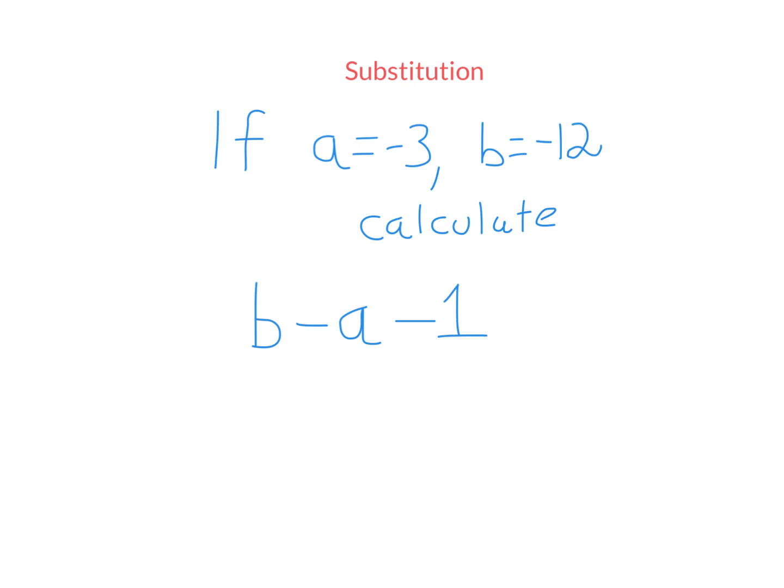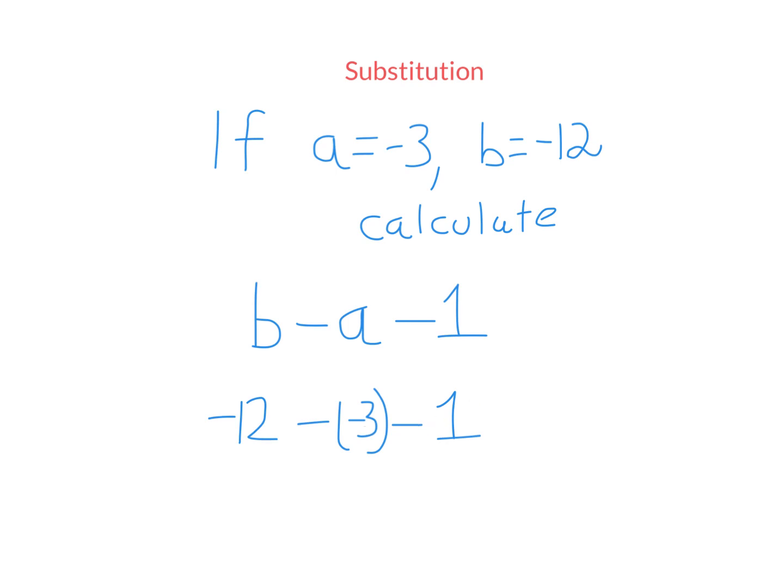So what I'm going to do is rewrite this expression, b minus a minus 1. What it's telling me is everywhere I see a b, I'm going to rub it out and replace it with the number negative 12, because that's what the question told me. And everywhere I see an a, I'm going to rub it out and replace it with negative 3. So it doesn't really matter whether or not you put the brackets here. I'm just putting the brackets here to tell you that this is like a subtraction and this is a negative. It's negative 12 subtract negative 3, and then we're going to take away 1.